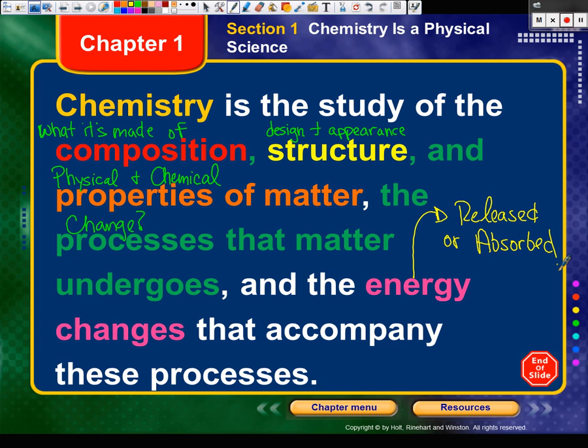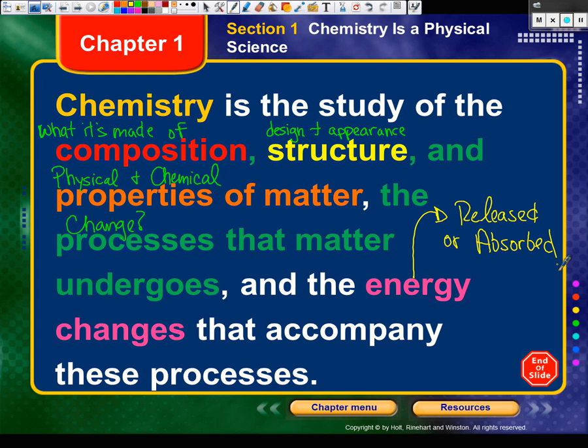So this is what chemistry is. And this entire year, we're going to focus on all of these things. That's what this whole year is built around, this single definition. We're going to talk about what compounds are and what matter is and what solutions are. That's the composition. We're going to get into what an atom looks like and why it looks like that, what a compound looks like, what a crystal looks like, and why it's shaped that way.